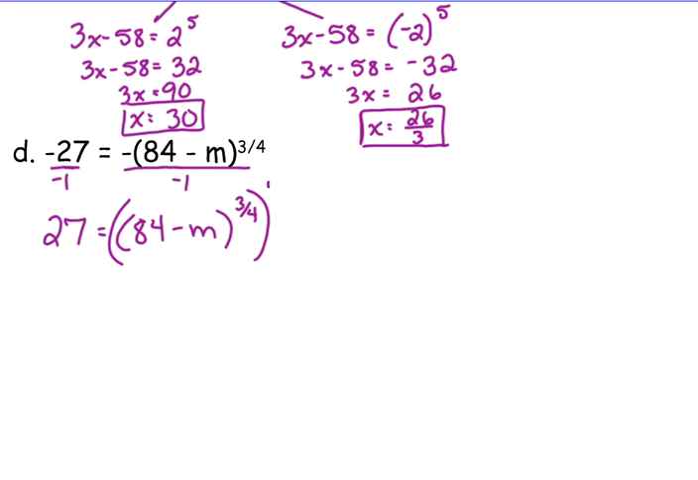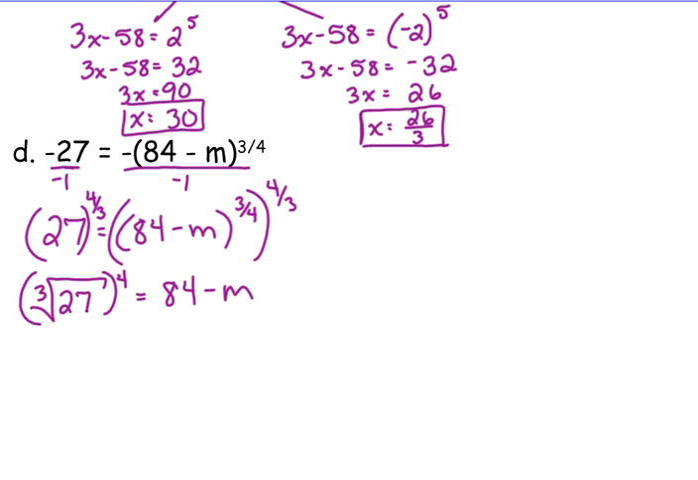We raise both sides to the reciprocal power, so to the 4/3. Write it in radical form. Cube root of 27 to the 4th. The cube root of 27 is 3. It's only 3. Odd roots don't get the plus or minus because negative 3 cubed would be negative 27. Positive 3 cubed is the only thing that gives us positive 27. So we've got 3 to the 4th is equal to 84 minus m. 3 to the 4th is 81.